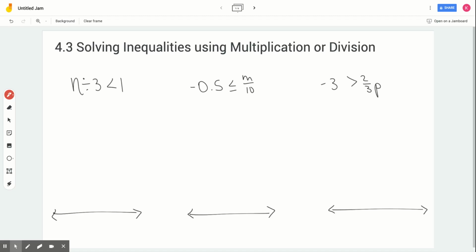Hi everyone, today we're going to be talking about lesson 4.3, solving inequalities using multiplication or division. Now keep in mind we're still using those inverse operations and the balancing the scale method.